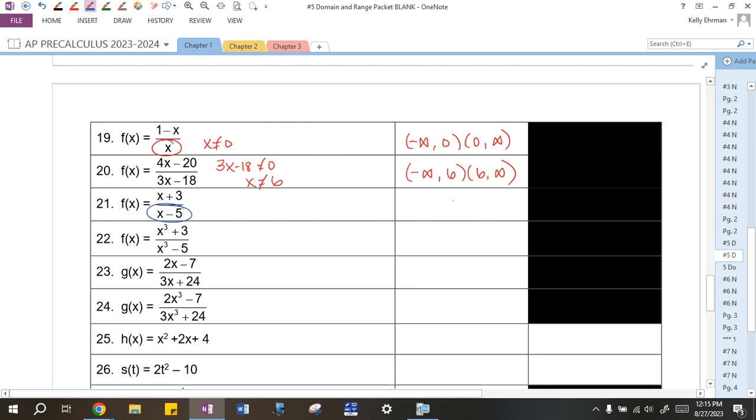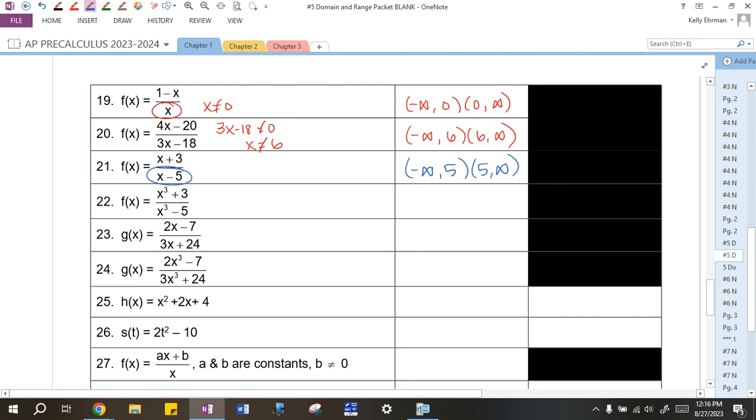21. Again, we're only doing domain. X can't equal 5. We don't care about the x plus 3. If I asked you about range, we'd have to talk about horizontal asymptotes, which is not quite yet. So if you remember those rules, you can figure out the range. But for now, we're just doing domain.